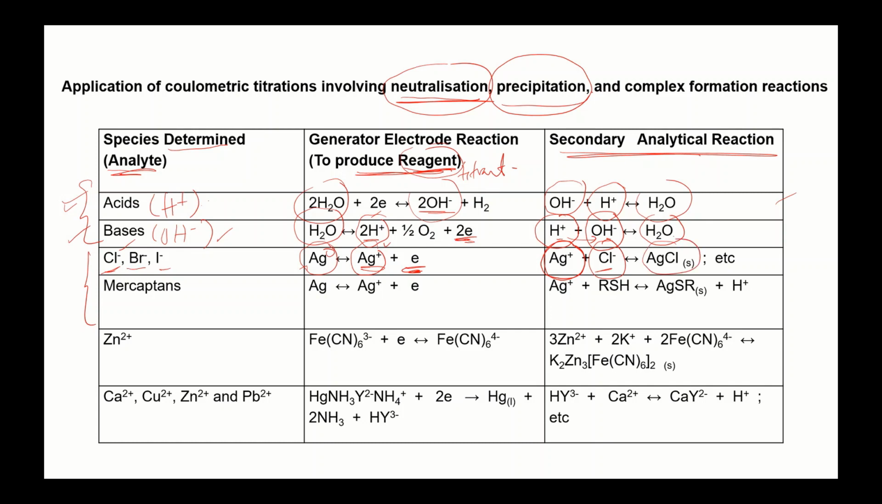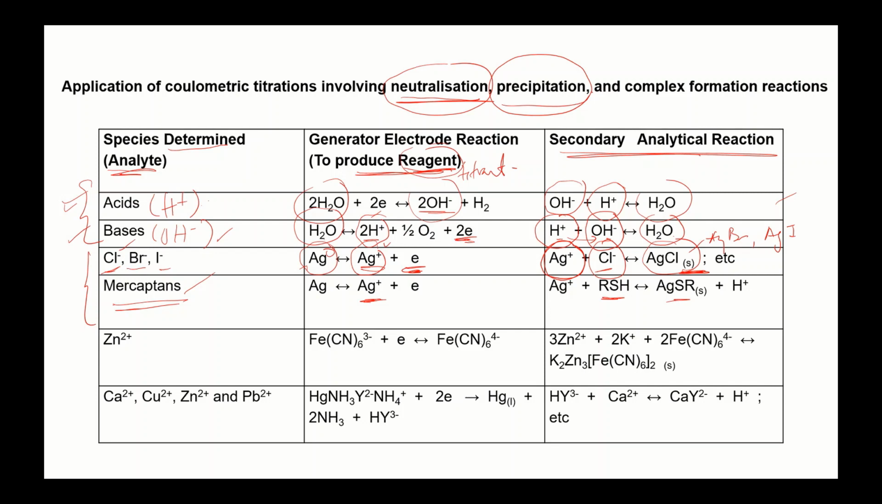to form a precipitate, a silver compound: silver chloride, silver bromide, or silver iodide, depending on what type of halide ion is present in the test solution. So this is called precipitation titration. Okay, and also if you want to determine an organic compound like mercaptans, you also require a reagent such as silver ion to react with the organic compound to form a precipitate.